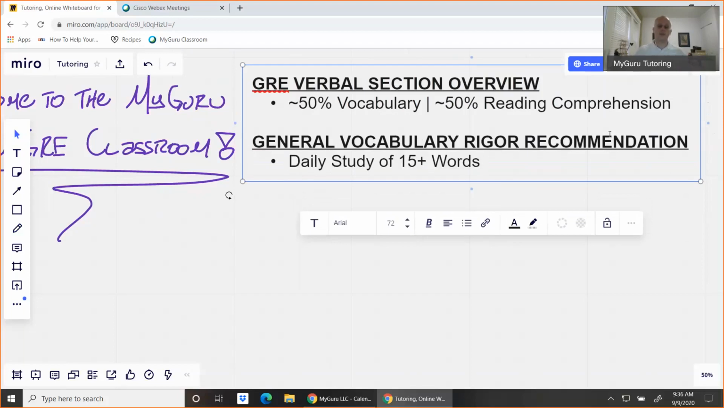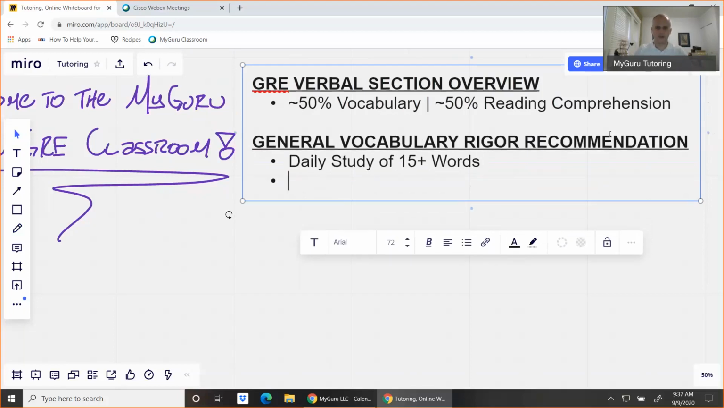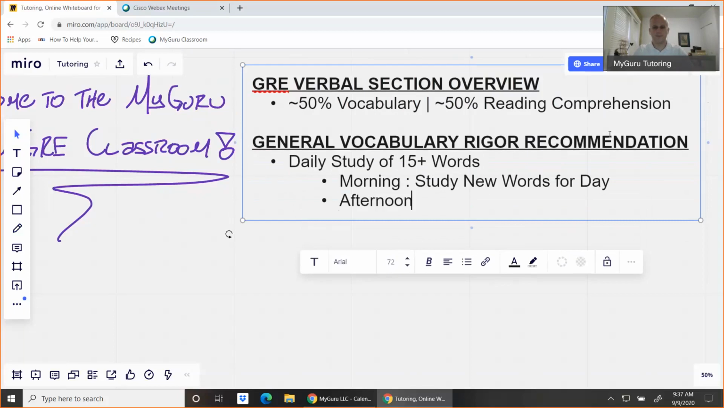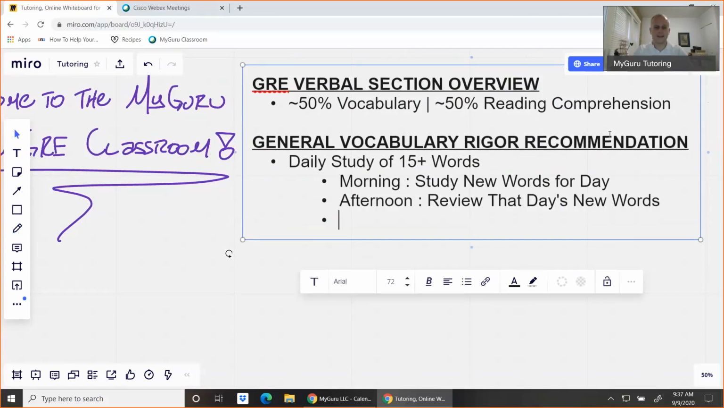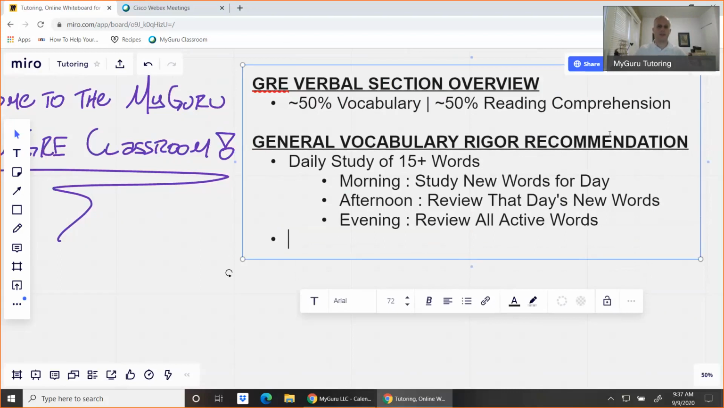And when you're doing your study of the GRE vocabulary, what I usually recommend is in the morning, you want to study those new words. In the afternoon, you want to review that day's new words. In the evening, you want to review what we'll call all active words. So basically, you're going to go through some, let's be realistic, 50 to 100 words ideally every week.